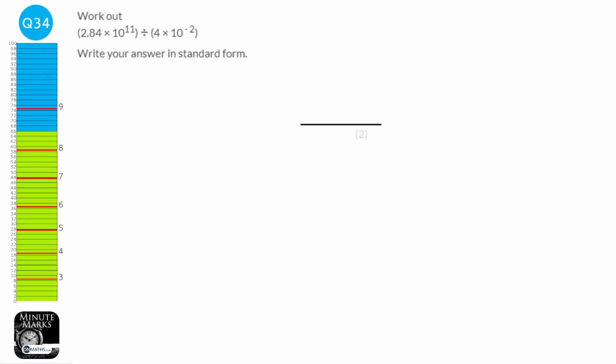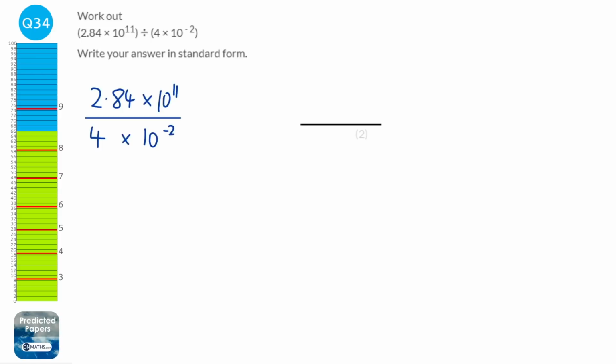So we can write this as a fraction. So it would be 2.84 times 10 to the power of 11 over 4 times 10 to the power of minus 2. What we can do is split this up into 2 fractions. So 2.84 over 4 times 10 to the power 11 over 10 to the power of minus 2.